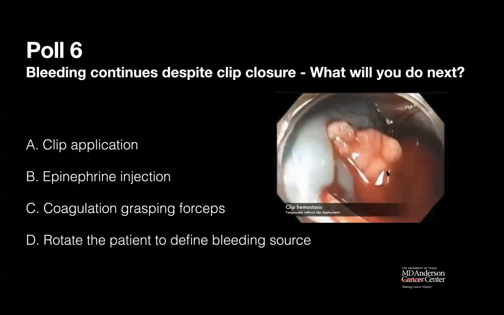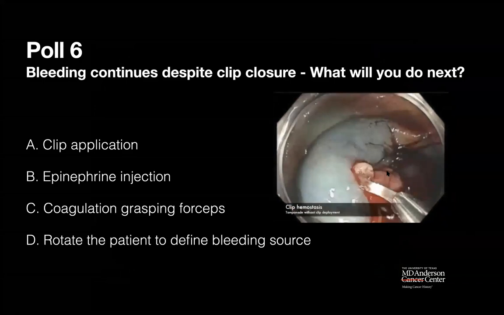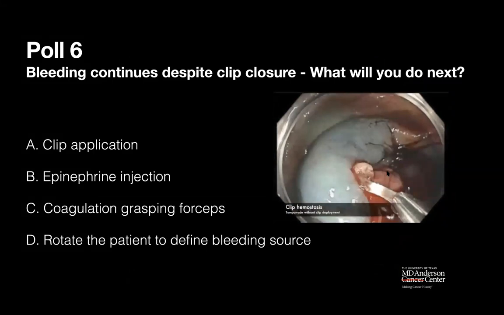Are you going to deploy the clip, come out, or do epinephrine injection, or use a coagulation grasping forceps? The reason we didn't go for coagulation grasping forceps here is that at that time we didn't have that in our lab. This was a video that was done about maybe 8 years back. Or because you find the bleeding, you rotate the patient to define the source of the bleeding.